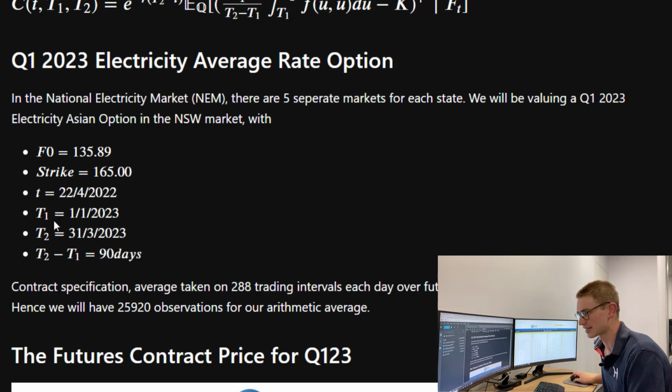So that's the starting time, T1, of the 1st of January 2023, and then an ending time, a maturity or expiry date, T2, which is the 31st of March 2023. This is a 90-day contract period. For the actual ASX exchange product, which is the average rate option, you've got your average rate option that's settled on the end price of the futures contract.